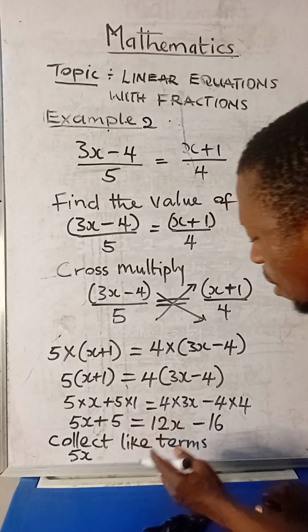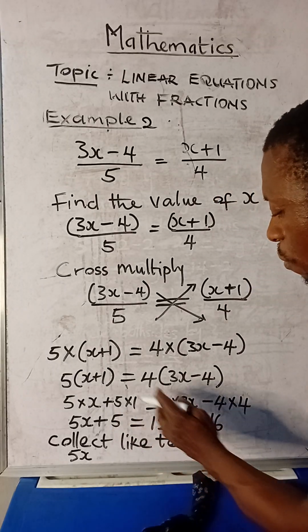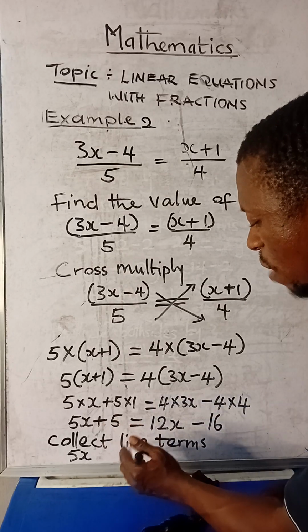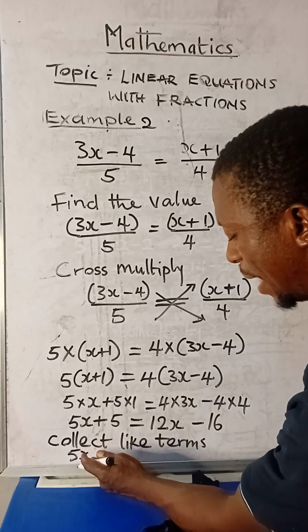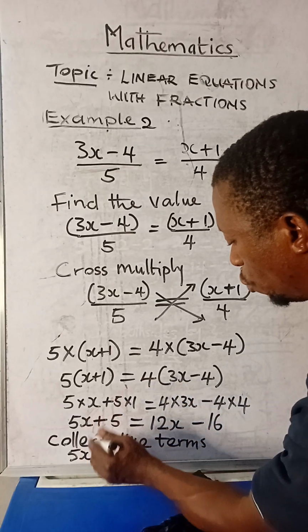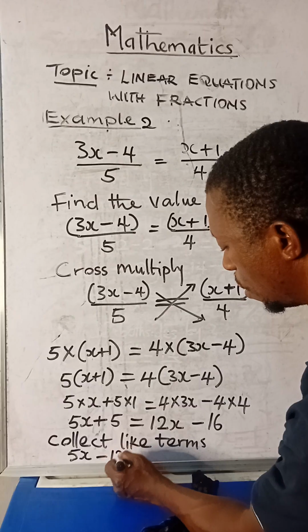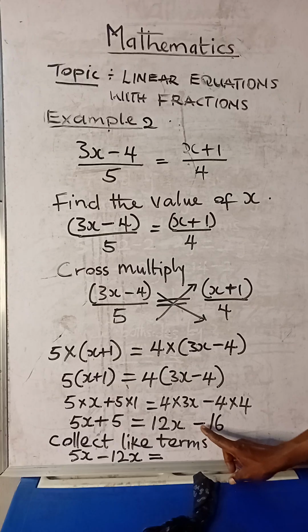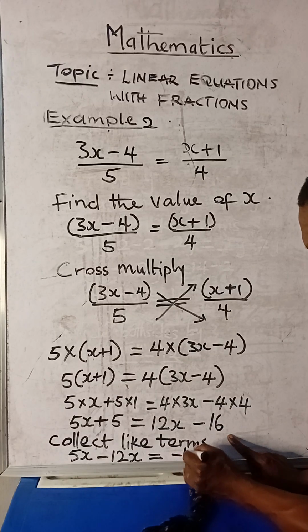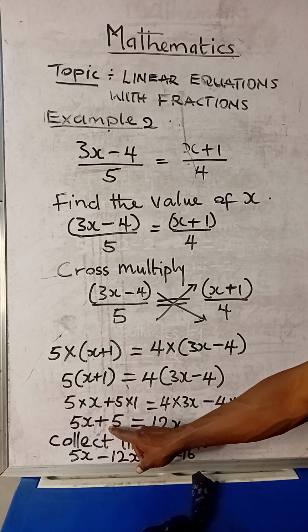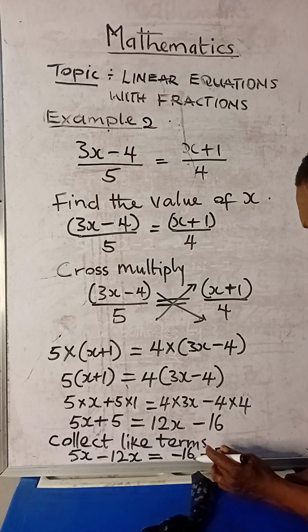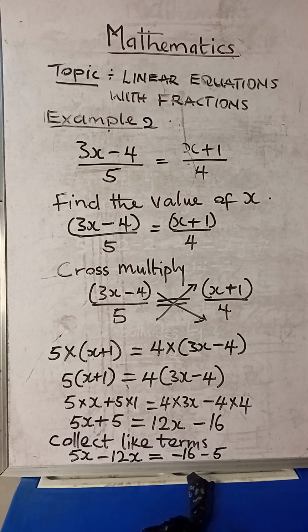5x. Now to collect like terms, remember what I said? 12 will move this way and 5 moves this way, right? So if 12 comes this way, 12 becomes minus 12x. Then 5x equals, remember that this is minus 16, so you write minus 16. And this 5 is plus here, coming this way becomes minus 5. I do hope that is clear enough for us to see.